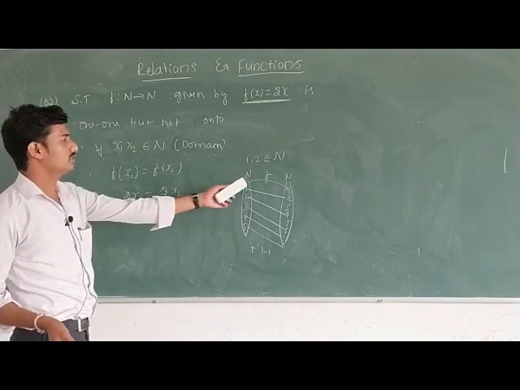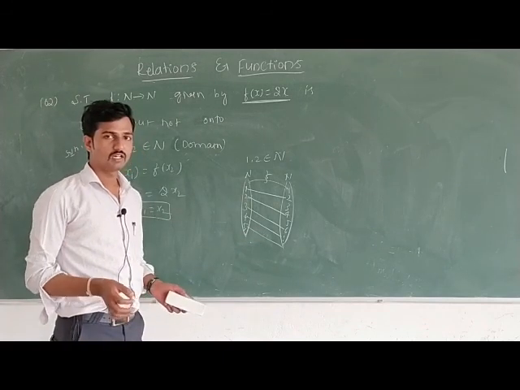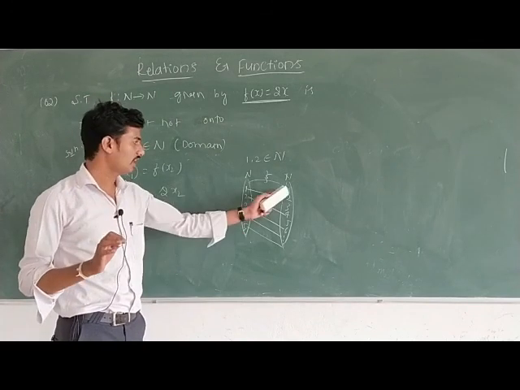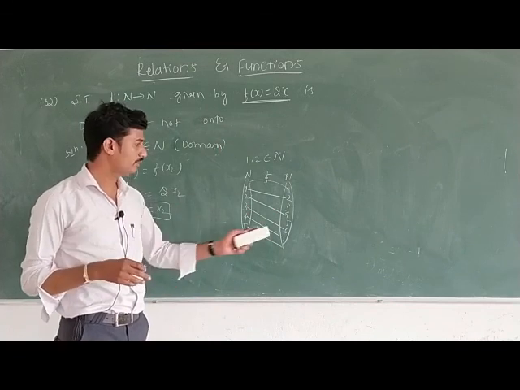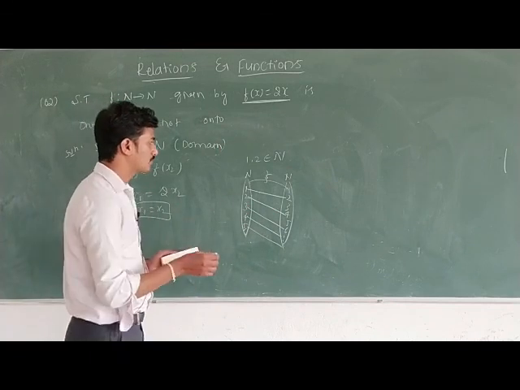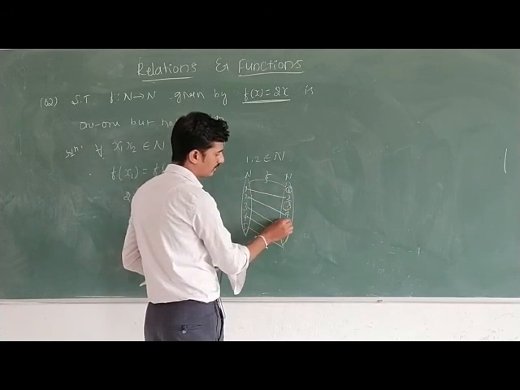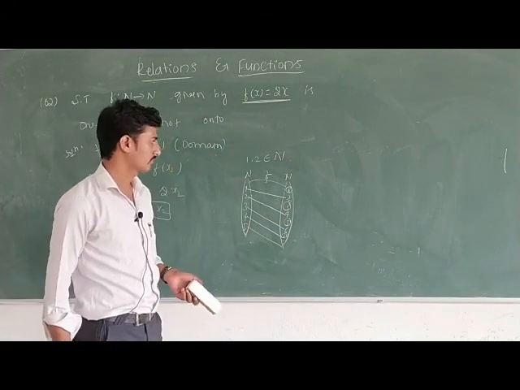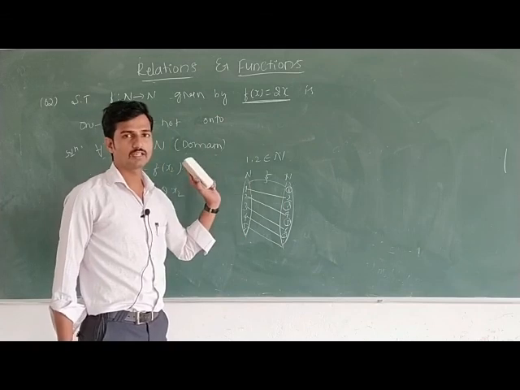Just observe this arrow diagram here, the same arrow diagram. According to the definition of the onto function, we have to concentrate on the elements of the codomain set. Just observe here. Here 1 is one of the elements, 3 is one of the elements, 5 is one of the elements, 7, 9 and so on up to infinity. So these elements belong to the codomain N.